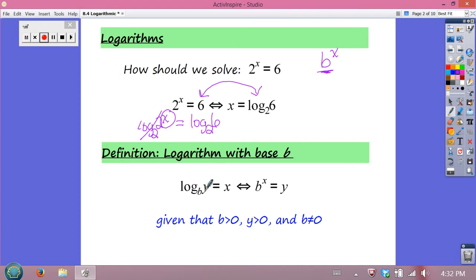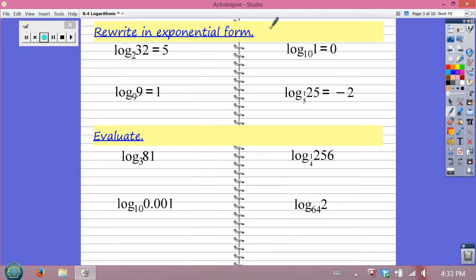Okay, if we look at the definition, just as I said before, log base b of y. We're not multiplying these two things together. This is actually a function. Log base b of y equals x. And again, these two are equivalent to each other. If we take a look at a couple examples, I just want to remind you that our exponential function was b to the x equals y. Our new function is log base b of y equals x.